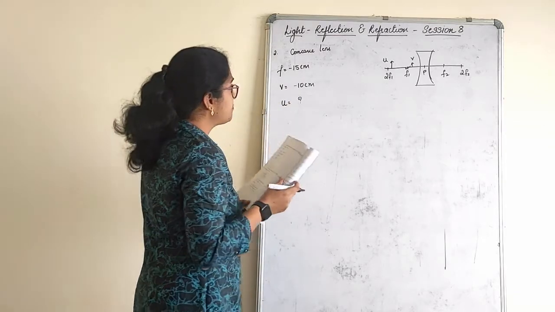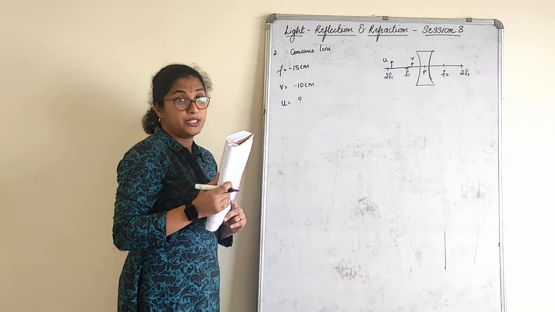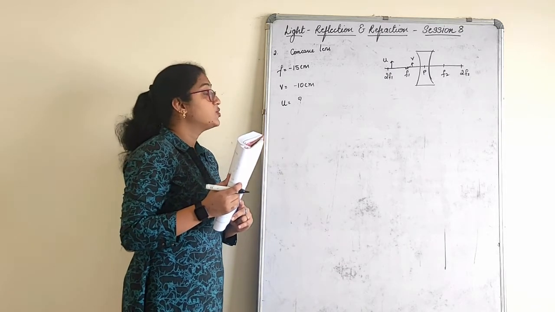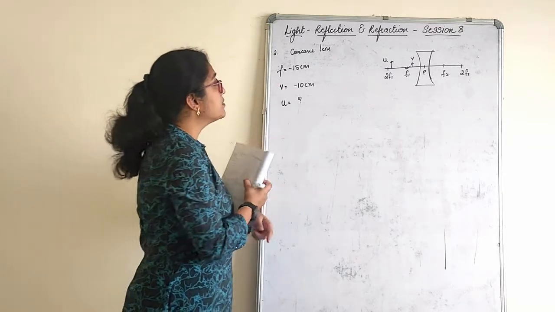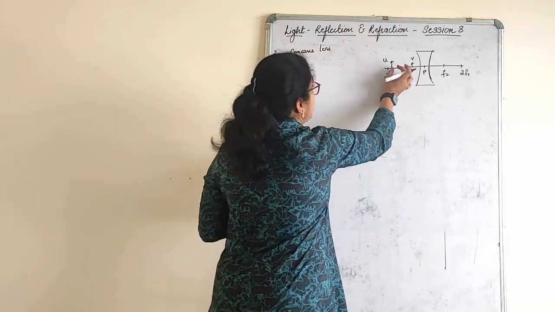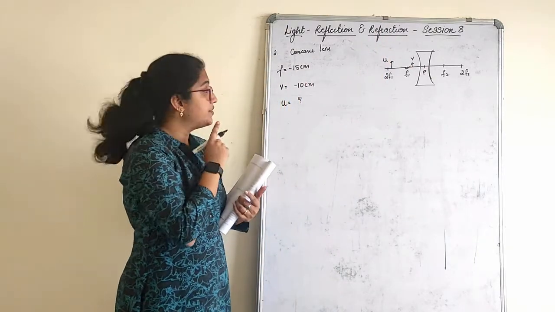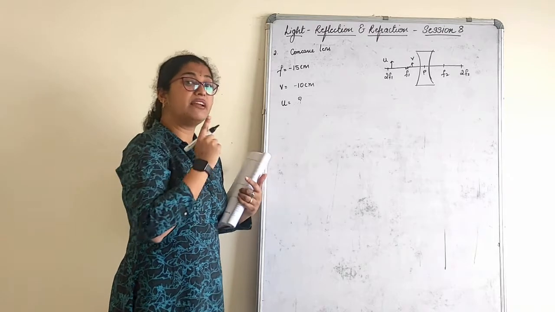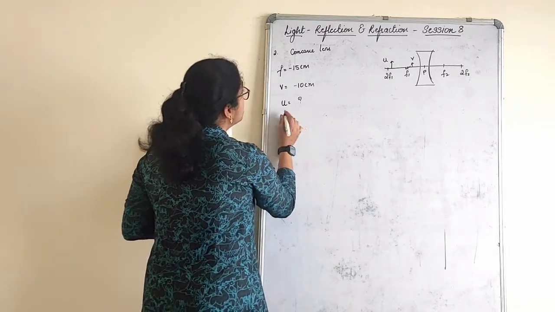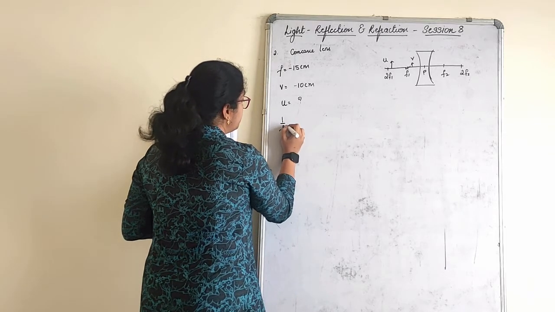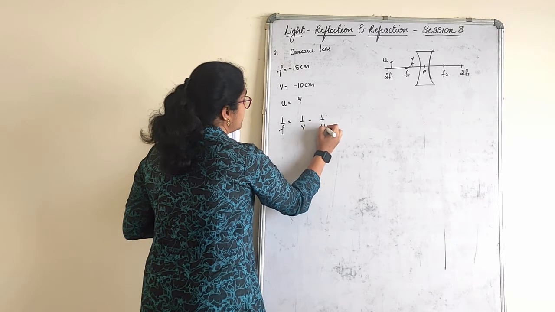Draw the ray diagram. Now to draw the ray diagram, I should know where the object is kept. Now how do I know? First we'll finish this. First we'll find U, because we know the focal length. Focal length is 15. If the focal length is 15 and if I know the object distance, I will know where it is kept. So let us first find the object distance and then I will tell you where the object is kept. So lens formula, 1 by F is equal to 1 by V minus 1 by U.